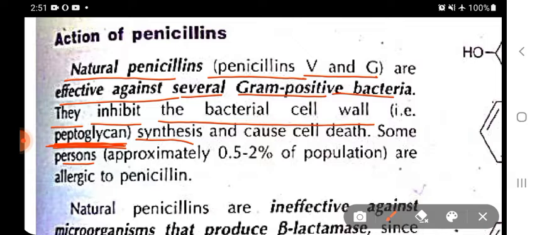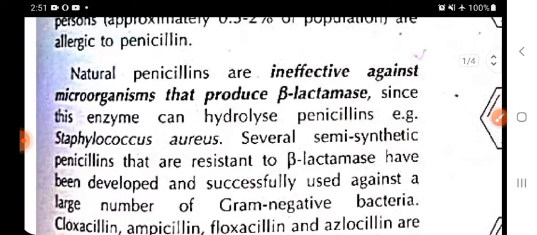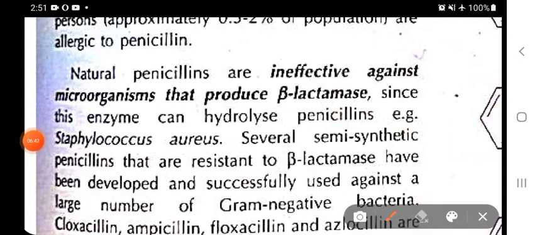Now, there are some persons, approximately 0.5 to 2% of the population, who are allergic to penicillin. This may occur because of allergic reactions, hypersensitivity reactions that may occur in some individuals. That means in that case, the penicillin is acting as an allergen, as an antigen to trigger the allergic reactions.